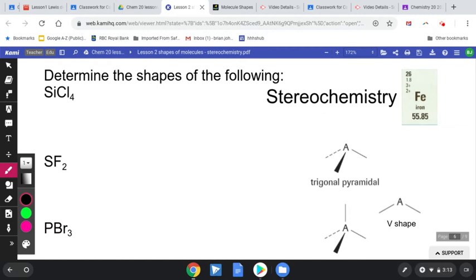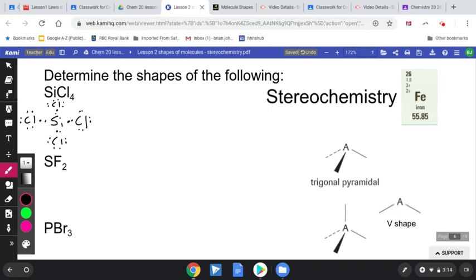So SiCl4, so silicon has 4 valence electrons. So I'm going to do the Lewis diagram first. Silicon has 4 valence electrons and each chlorine has 7, which means it can make a single bond. Single bond, 3 lone pairs. Chlorine, single bond, and 3 lone pairs.